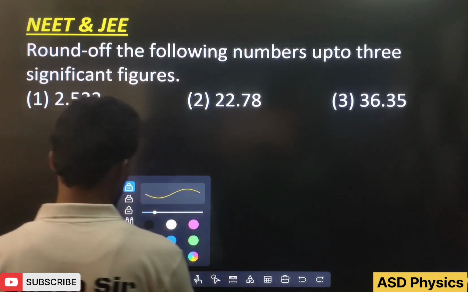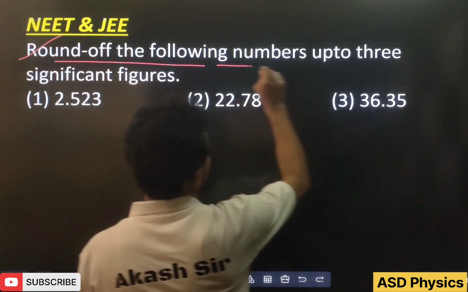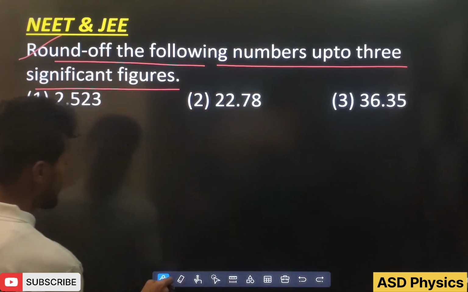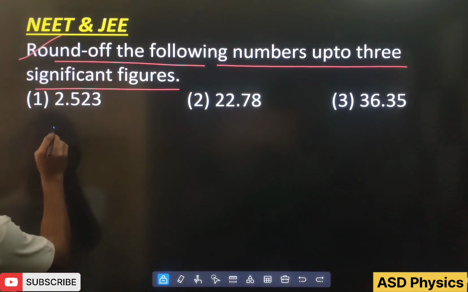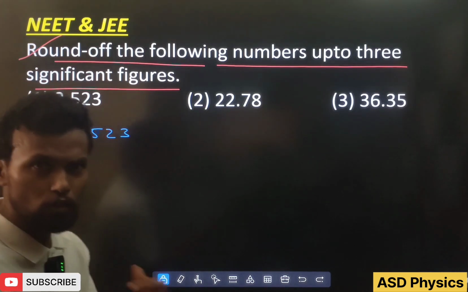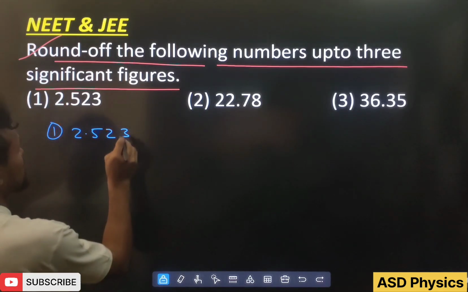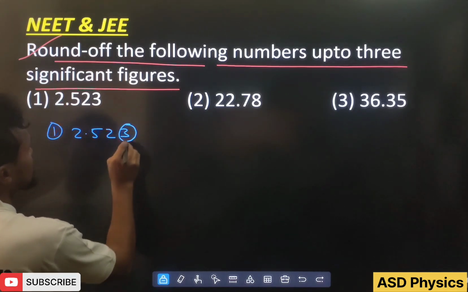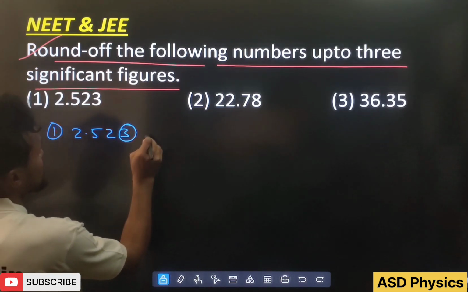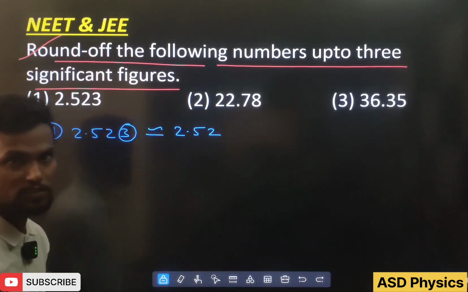Great. Now students, see this question. Round off the following numbers up to 3 significant figures. Okay, so we are going to see one by one. First one is 2.523. All are non-zero digits. How many significant figures? 4, but we want to write up to 3. So this is the uncertain digit. You can see this is less than 5. So according to rule 1, the preceding digit will be left unchanged. So the answer is 2.52.